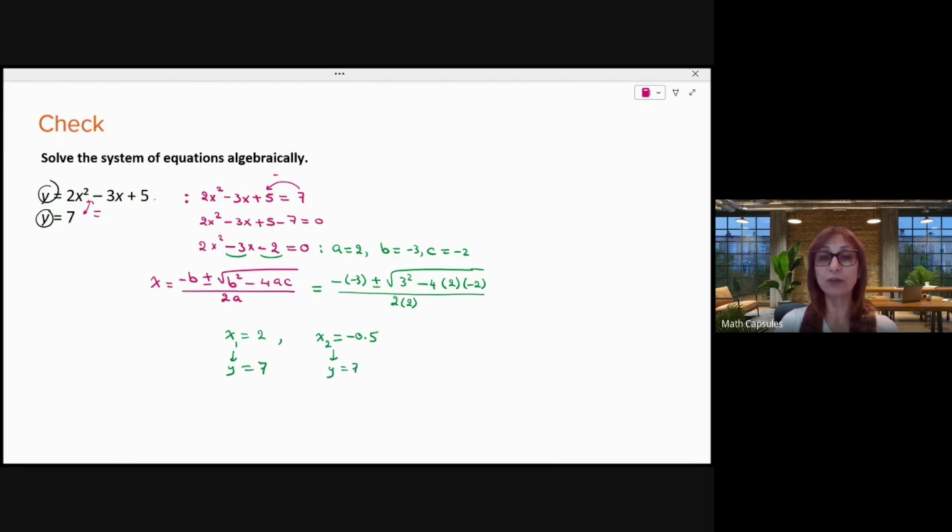So y is always 7, and here I did not do any calculation because it's a constant function, y equals 7, and I can write that the solutions for this system of equations are the first point, 2 and 7, and the second point is negative 0.5 and also 7. You can also check this on Desmos. It will draw two graphs. One of them is a straight line, the second one is a parabola, and both will intersect at 2 and 7 and negative 0.5 and 7.